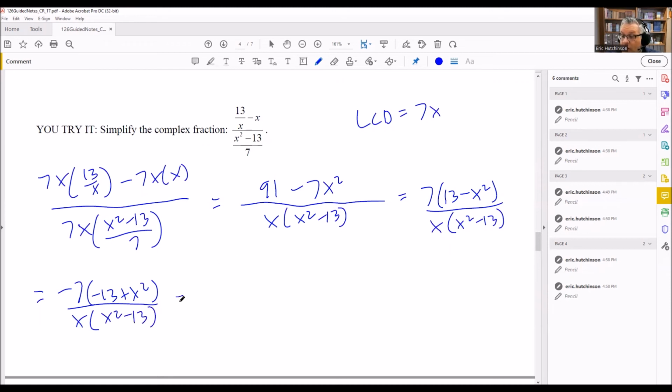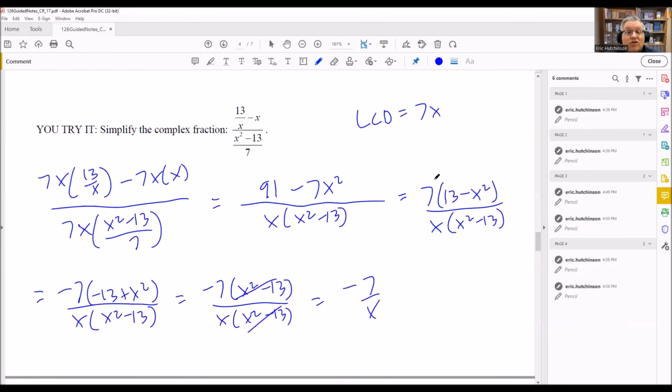Of course, I can rearrange the order on top to make it x squared minus 13. And I also have the x squared minus 13 on the bottom as well. We can see now that they both cancel out since they're both the same. So your answer would be negative 7 over x.